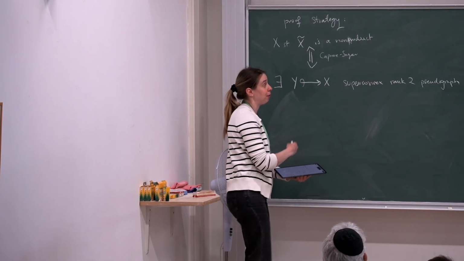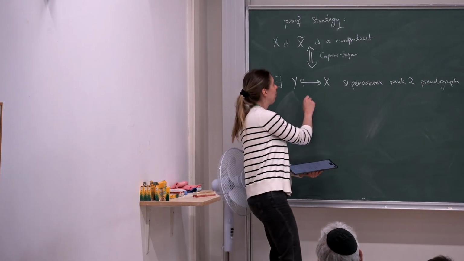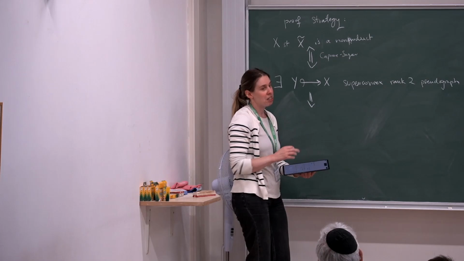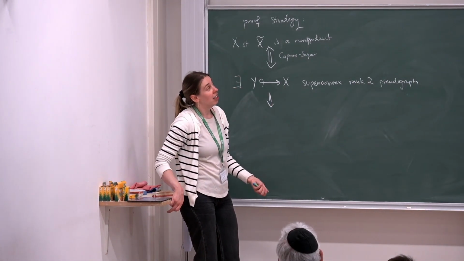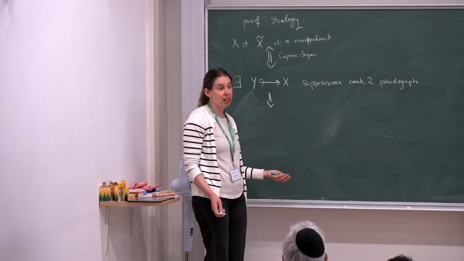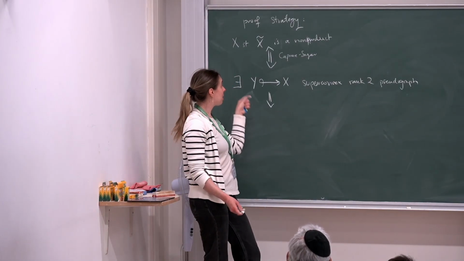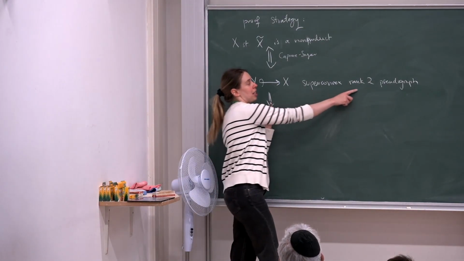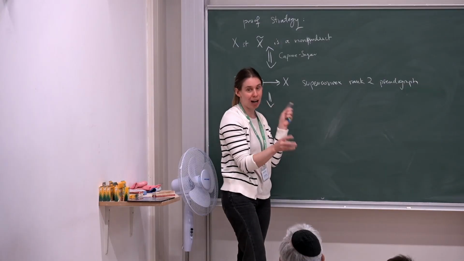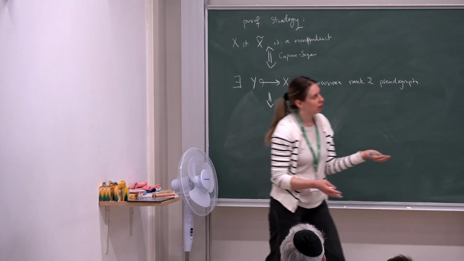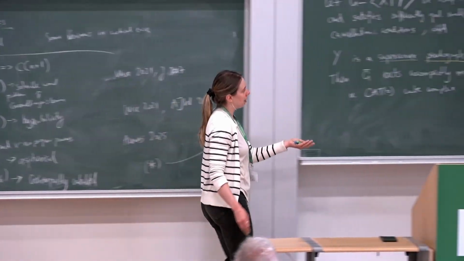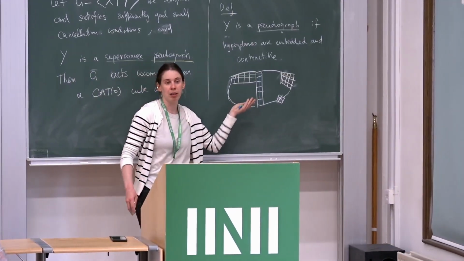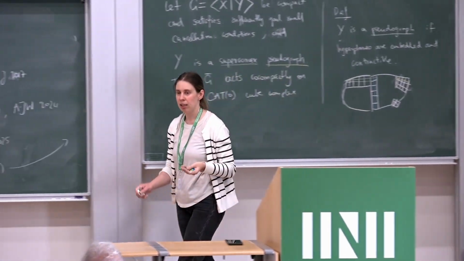And once we have a superconvex rank 2 pseudograph, if we look at this presentation with X and Y, it doesn't have to be small cancellation, but we can always pass to something. Since by the rank of the pseudograph, I just mean the rank of the fundamental group. Every pseudograph has a free fundamental group. This is, I guess, a fact.